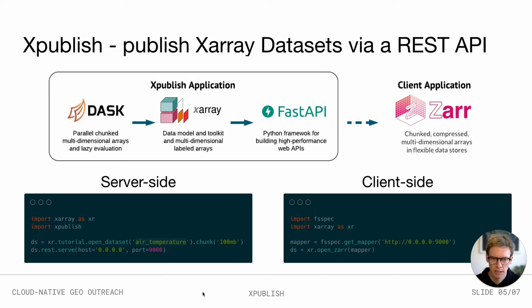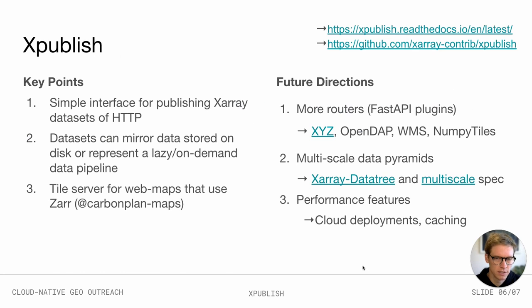So how this works in practice is you have an Xarray dataset, and that Xarray dataset can be served with the rest accessor and some arguments. And then on the client side, you can point to that same host and that port, and you can open this dataset as an Xarray dataset using Zarr.